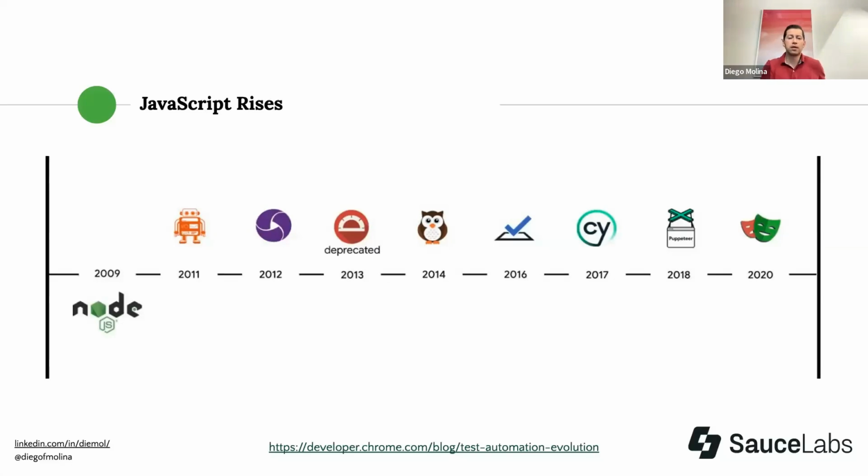And then at some point over the years, we decided that JavaScript was going to be the language we're going to use to build the web. So we started with Node, and then WebDriver came along, Appium, then we have Protractor, and so on, until the most recent one, which is Playwright.